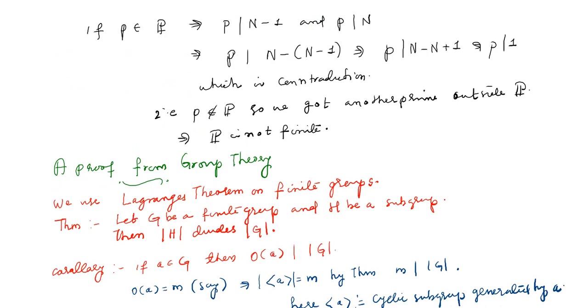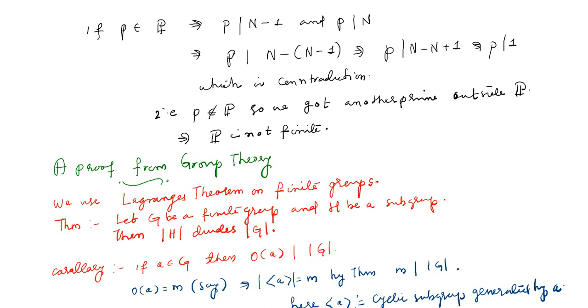Also, by our assumption p divides N, and by basic divisibility, the difference of these numbers should be divisible by p. So p divides N minus (N minus 1), which is 1. That means p divides 1. That is impossible because p is a prime number, not 1. So that is a contradiction. That means my claim is true, that is, p does not belong to the set P. We got another prime outside P. That means P is not finite.